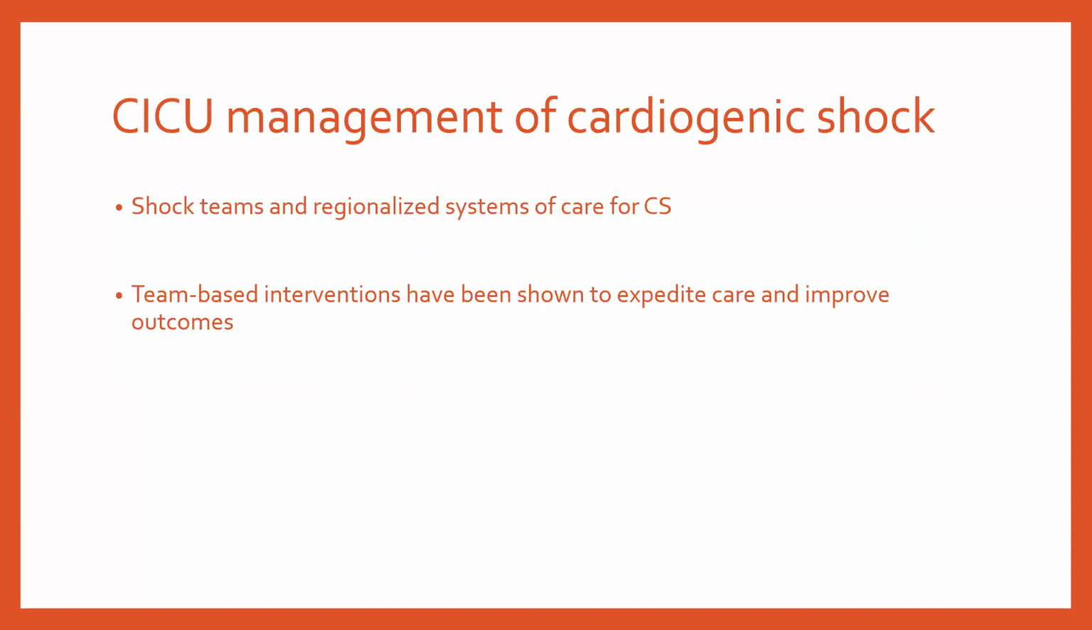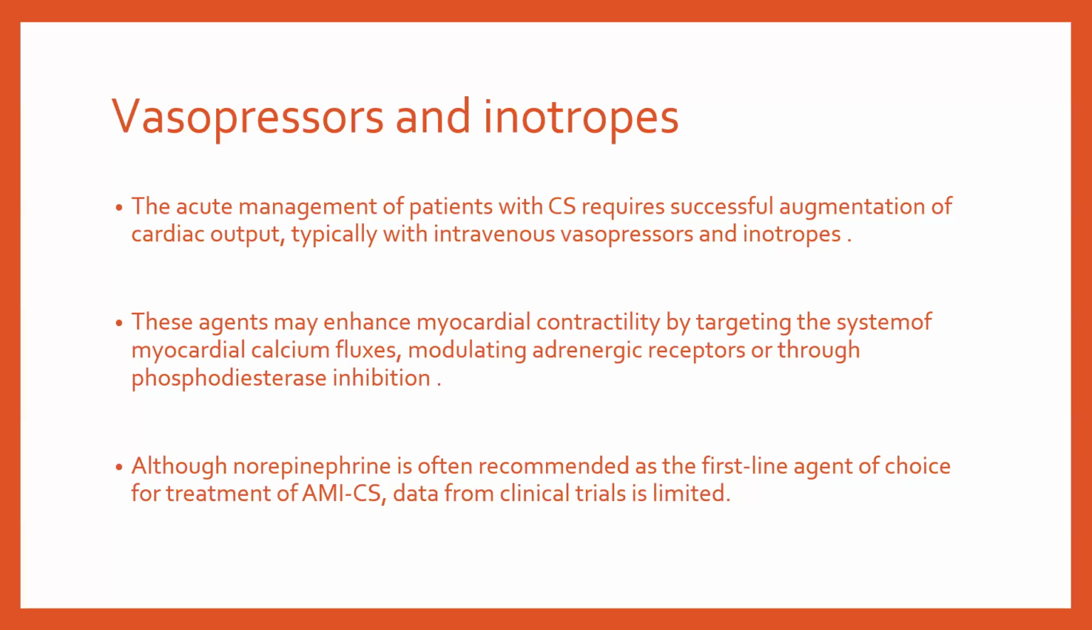Now, regarding ICU management of cardiogenic shock, shock teams and regional systems for the care of cardiogenic shock. The team-based intervention has been shown to expedite care and improve outcomes. Regarding vasopressors and inotropes, the acute management of patients with cardiogenic shock requires successful augmentation of cardiac output, typically with intravenous vasopressors and inotropes. These agents may enhance myocardial contractility by targeting the system of myocardial calcium fluxes, modulating adrenergic receptors, or through phosphodiesterase inhibition.